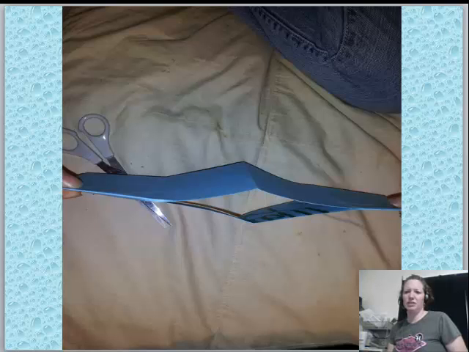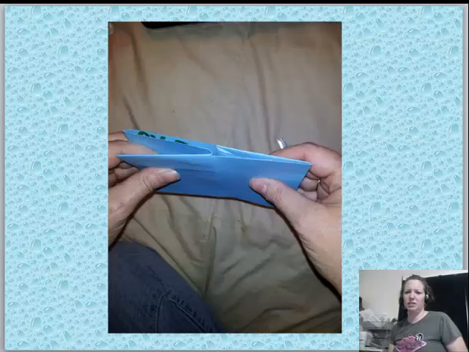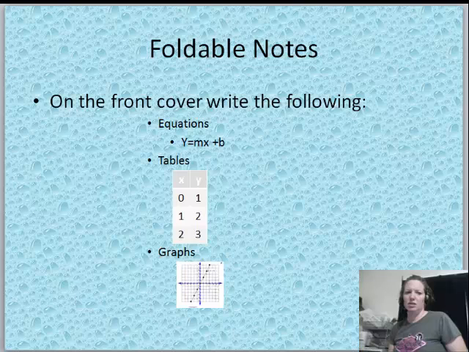Grabbing both ends, push the paper together until it meets. Then fold it into a book. On the front of the book, write equations.